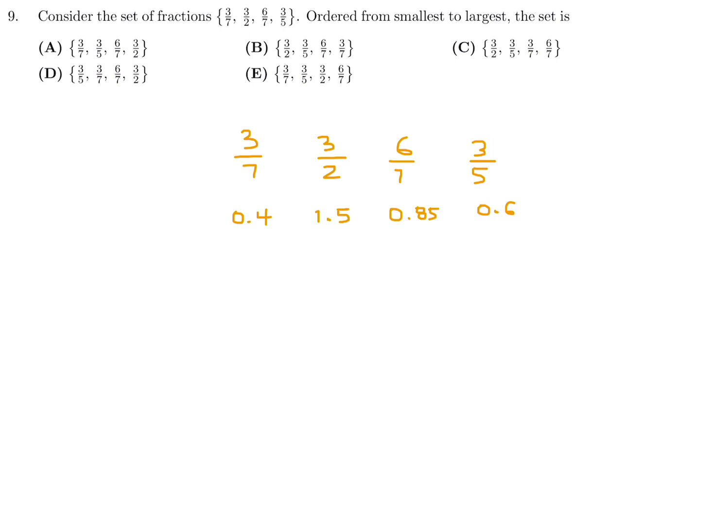Okay, smallest to largest. So the smallest looks like it's 3 over 7, and then 3 over 5, and then 6 over 7, and then the largest is 3 over 2. So of the answer choices, the one that matches is this guy. Choice A for number 9.